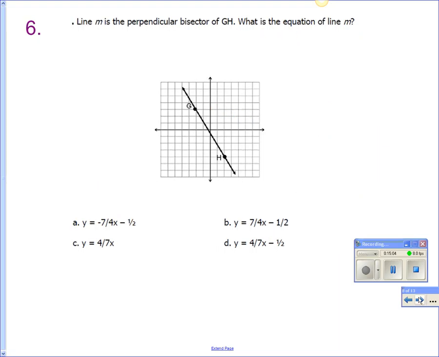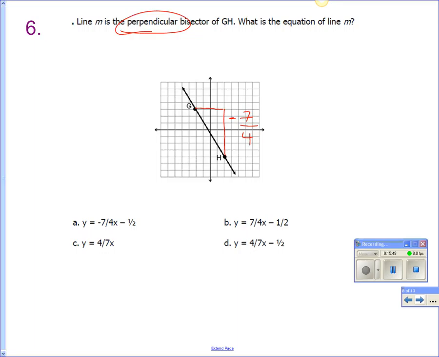All right. Number 6, line M is perpendicular bisector of GH. What is the equation of line M? Julius, something that would be helpful to do on this one. What does that mean? Okay, perpendicular means to flip and change the slope. So Neve, what would I need to do next? I don't have the slope. So what do I need to do next? Find the slope. So rise over run, 1, 2, 3, 4, 5, 6, 7 over 1, 2, 3, 4. And guys, what is this line doing? It's going down. Good. So this would be negative.